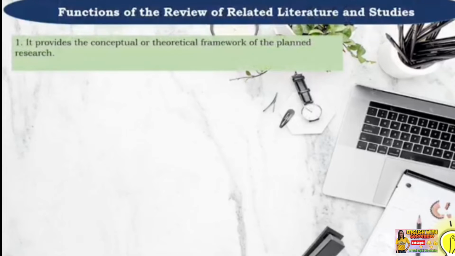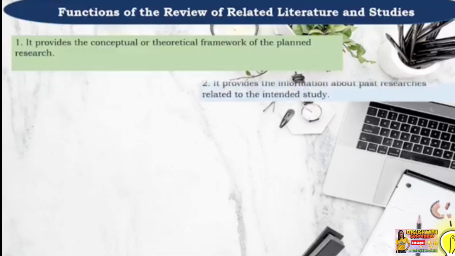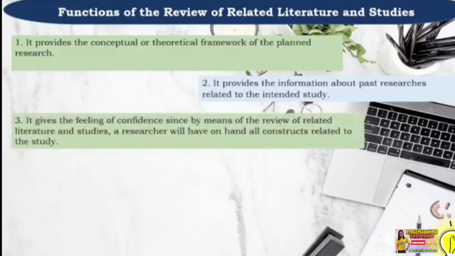The review of related literature and studies has several functions. To name a few, first one, it provides the conceptual or theoretical framework of the planned research. Second, it provides information about past researches related to the intended study. Third, it gives the feeling of confidence since by means of the review of related literature and studies, a researcher will have on hand all constructs related to the study.